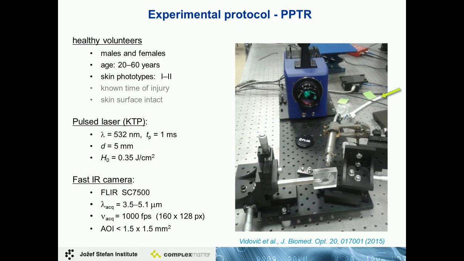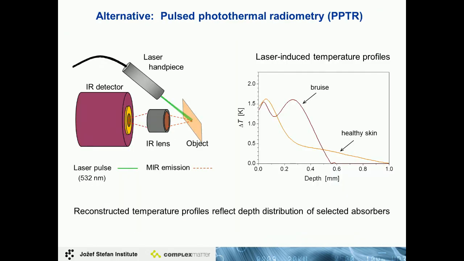The setup is pretty basic, and by taking those radiometric transients that I showed you before and applying the inverse analysis to extract the temperature profiles, we can get a very reasonable temperature rise inside the healthy skin, indicating the epidermal absorption and some residual absorption inside the dermal blood. And then in the bruise, the spilled hemoglobin induces very strong absorption here. So this was solving the first inverse problem, from the measured radiometric transient back to the initial temperature profile.